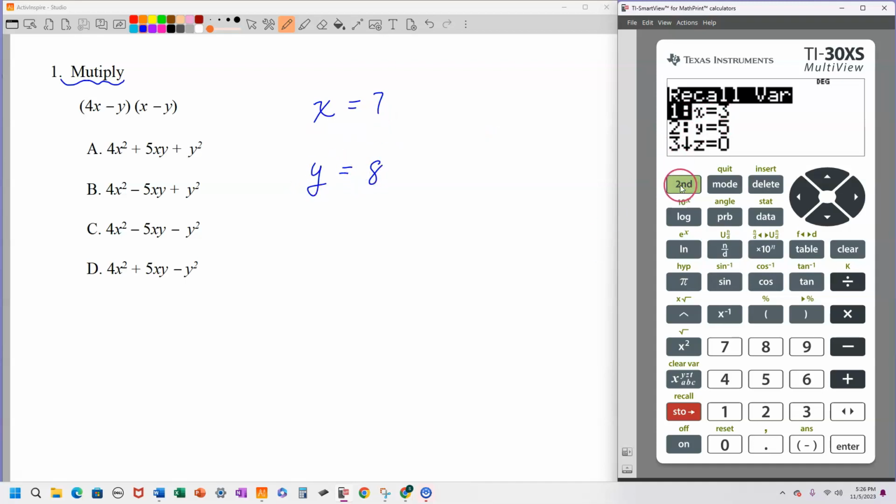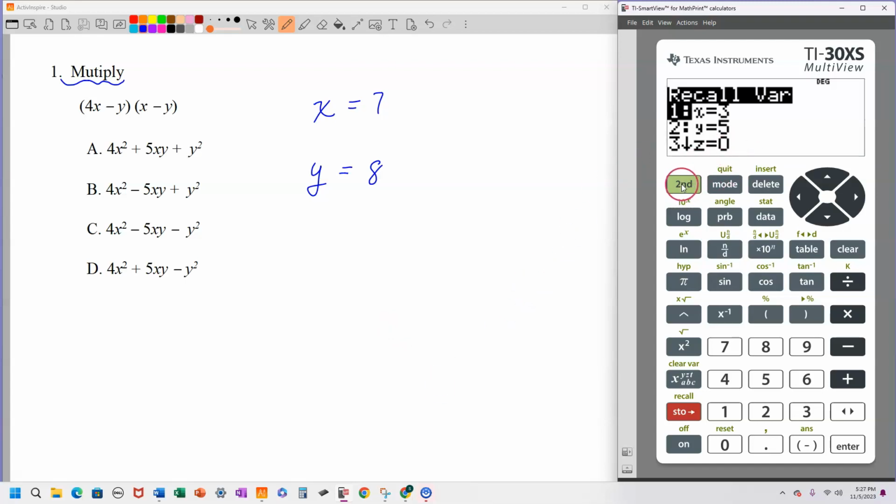Why did I pick 7 and 8? Because I wanted to. You could use 10 and 20. I wouldn't use very, very big numbers. You want to stay away from those because your calculator will start giving funny answers if you use really big numbers. 7 and 8 are kind of big, but I'm just showing you this for your understanding.